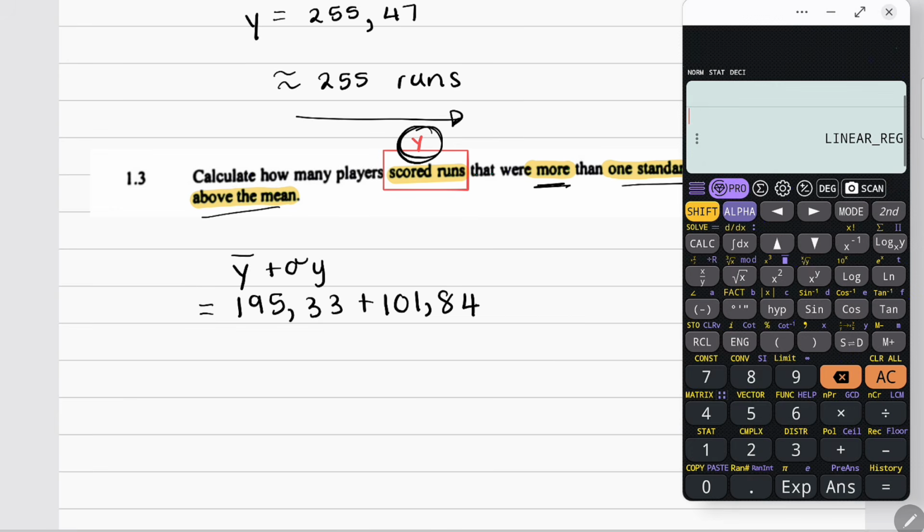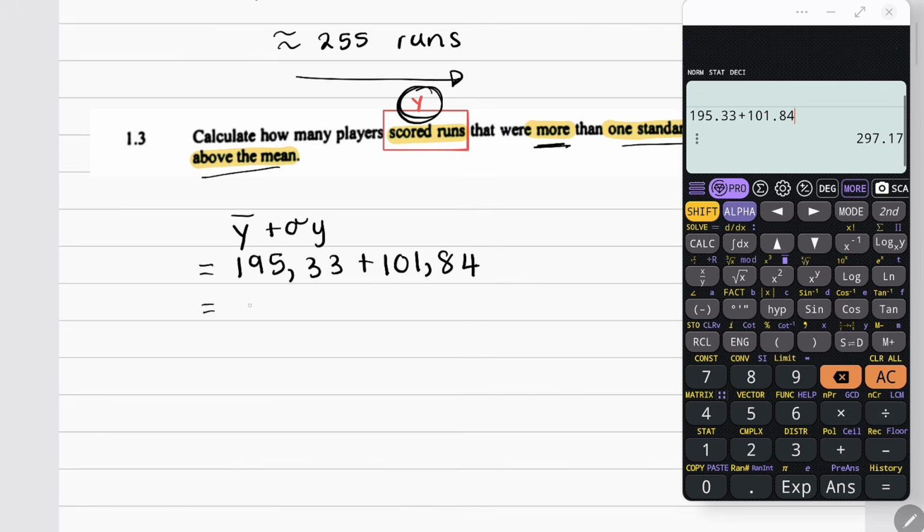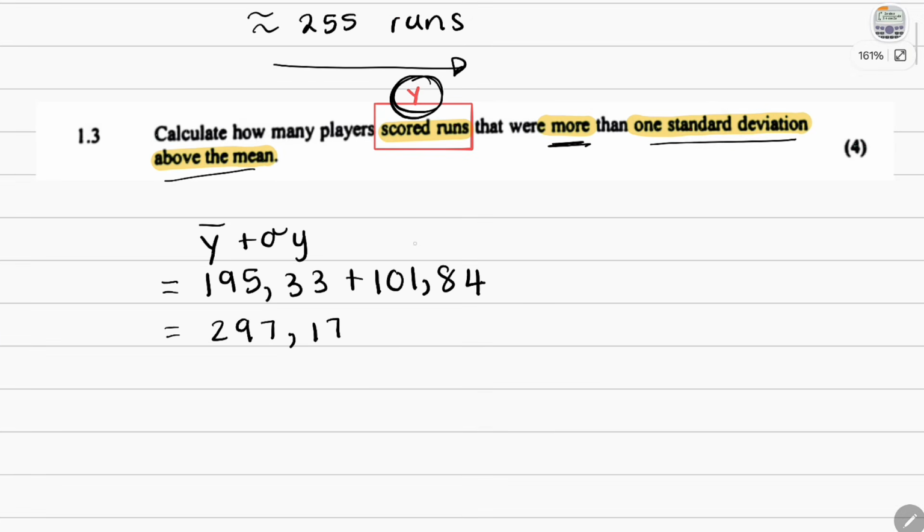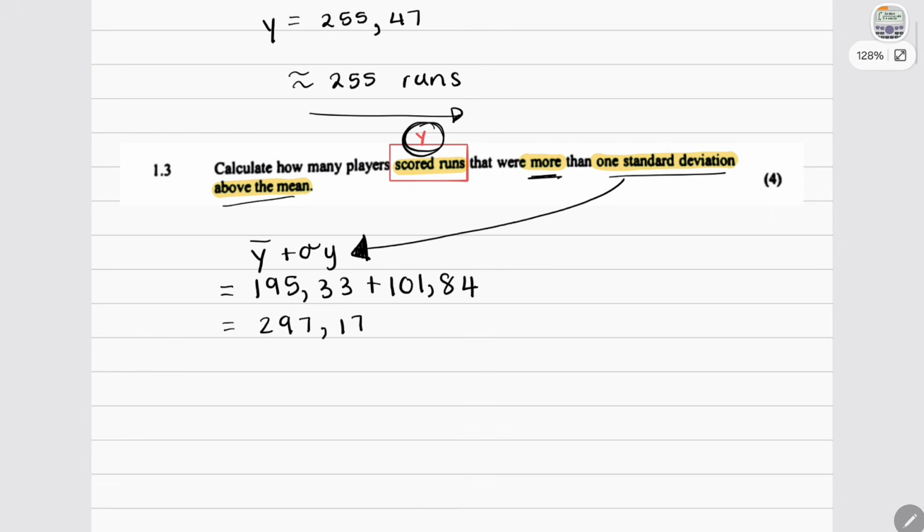Okay, then we still need to calculate this. You can still work with normal calculations. Okay, 195.33 plus 101.84, and this is what we get. We get 297.17. Okay, so what you're going to do here is this represents one standard deviation above the mean. You're going to look in your data at the y values and check how many y values are more than one standard deviation above the mean, or more than this number.